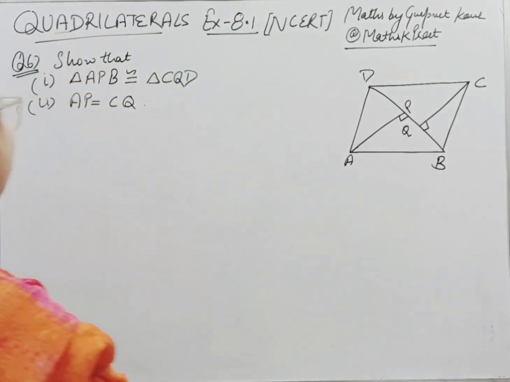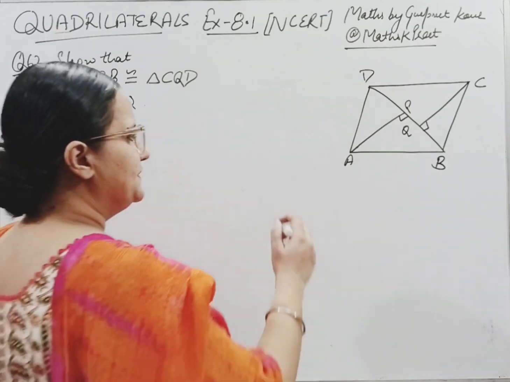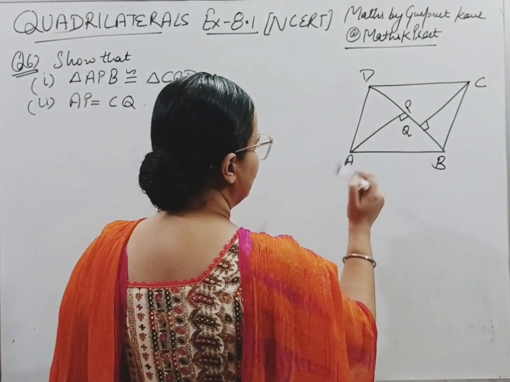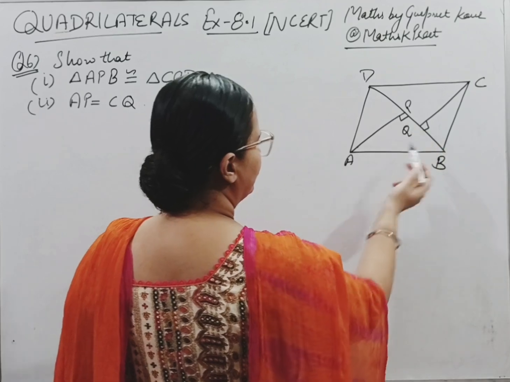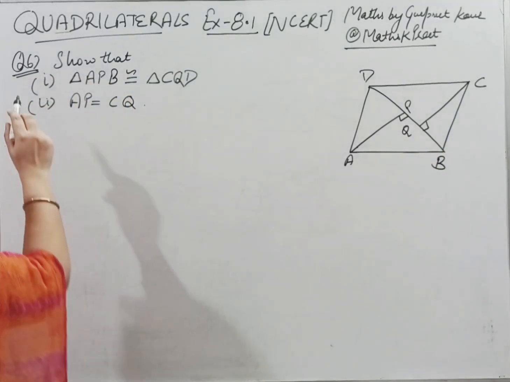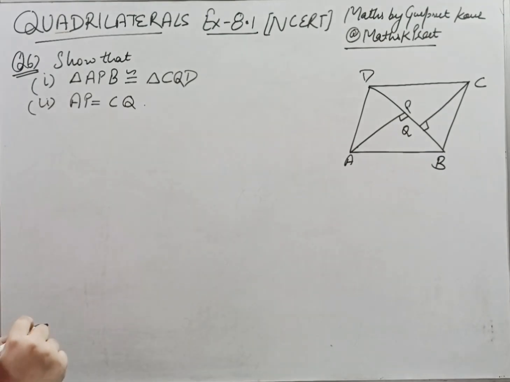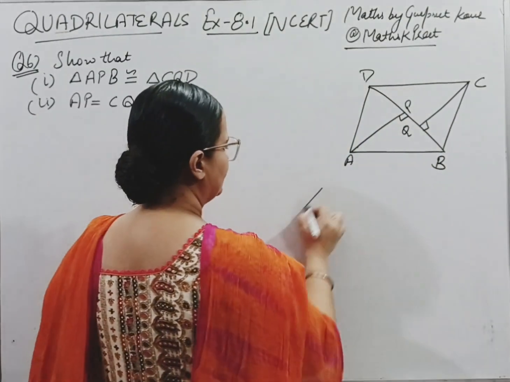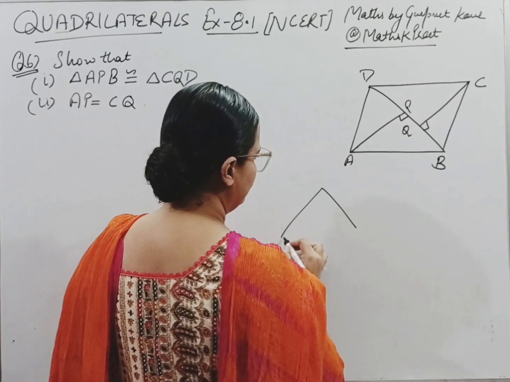It is saying that if this is the given parallelogram, this figure is given to us and this is a parallelogram with diagonal BD, and AP and CQ are two perpendiculars that are falling on diagonal BD. So the first part we have to show that triangle APB is congruent to CQD. So let me draw these triangles that I have to show congruent to each other.